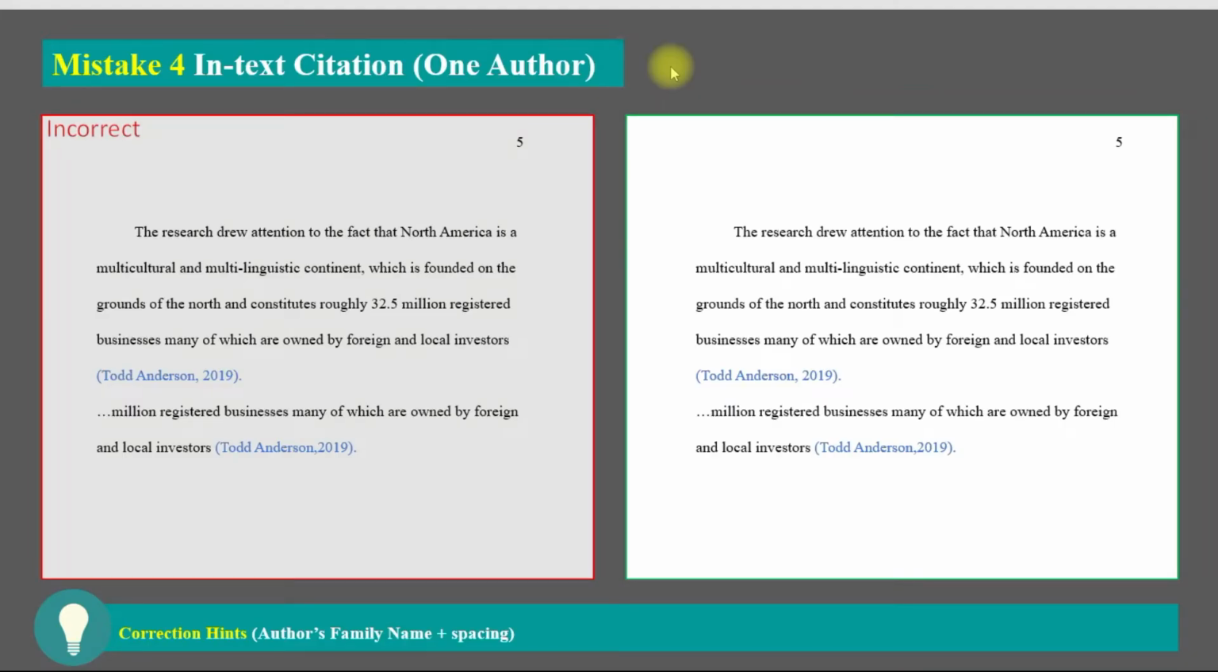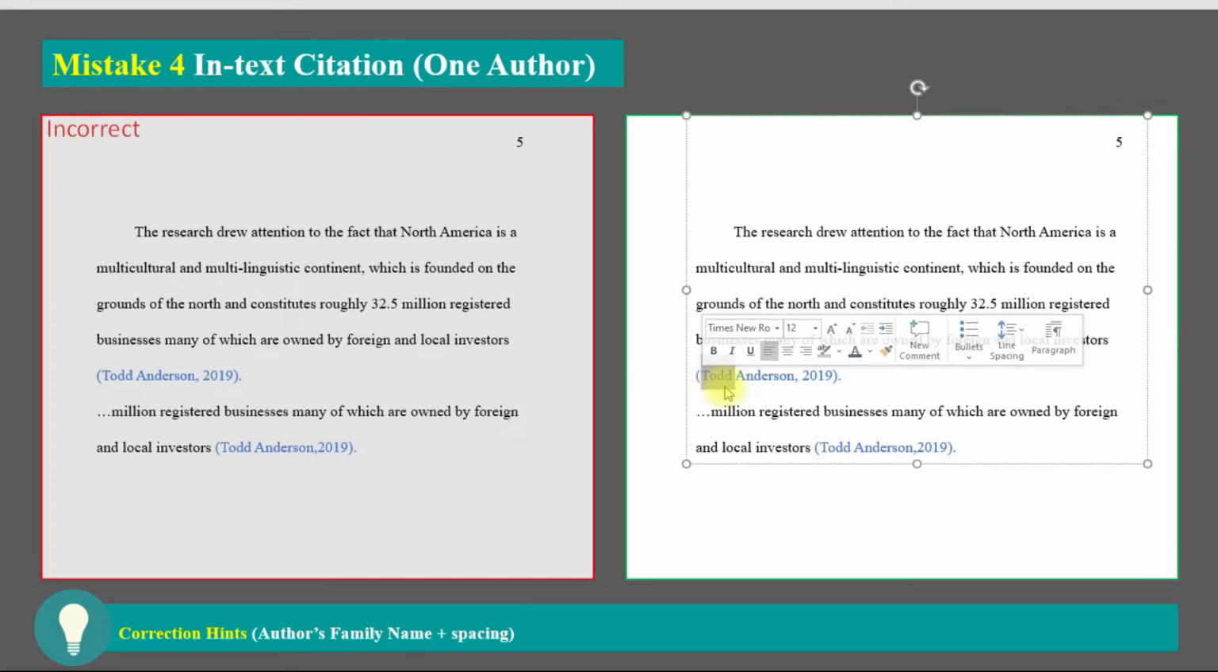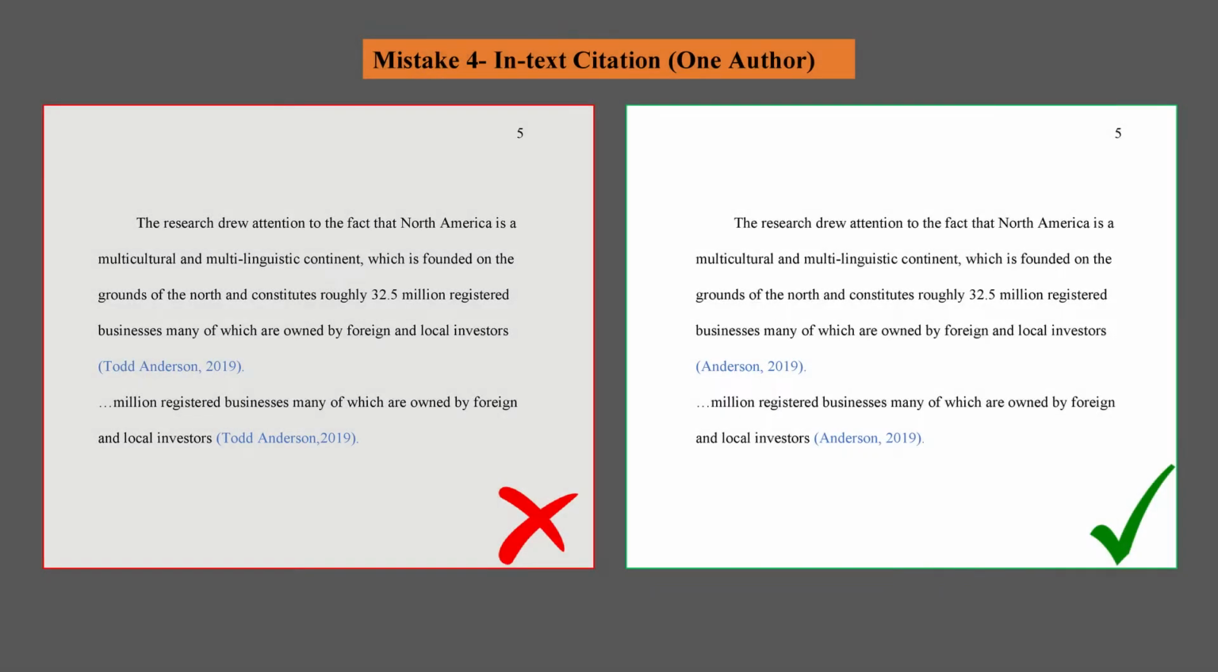Mistake number 4, in-text citation using one author. Now let's go to the right sample. The first mistake is when the students write the first name of the author. So let's remove it. And another common mistake, you need to put a space after the comma.